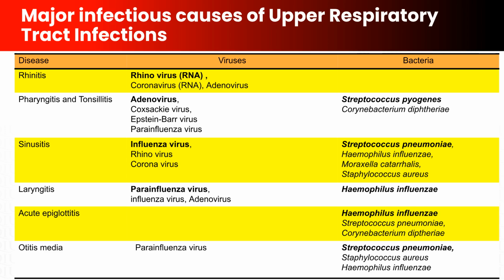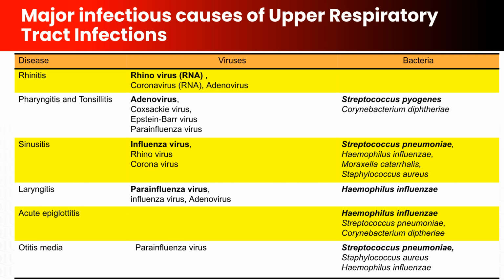Pharyngitis and tonsillitis have both viral and bacterial causes. Viral causes include adenovirus, Coxsackie virus, Epstein-Barr virus, which causes infectious mononucleosis, and parainfluenza virus. The most important bacterial cause is Streptococcus pyogenes, also known as Group A Streptococcus, which causes strep throat. Corynebacterium diphtheriae, though now rare due to vaccination, causes diphtheria.